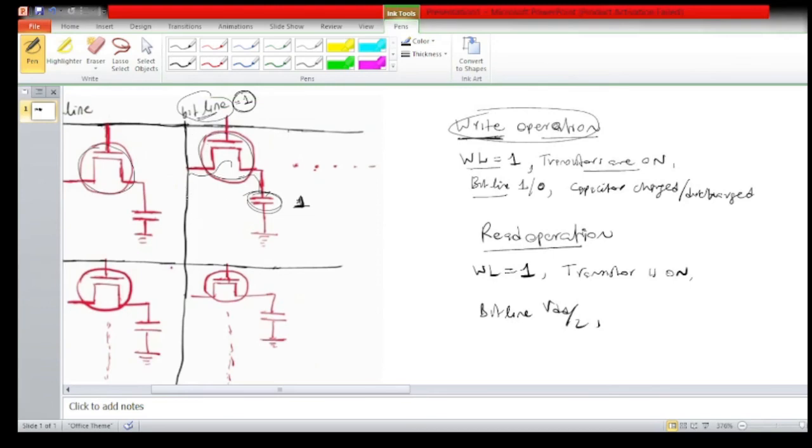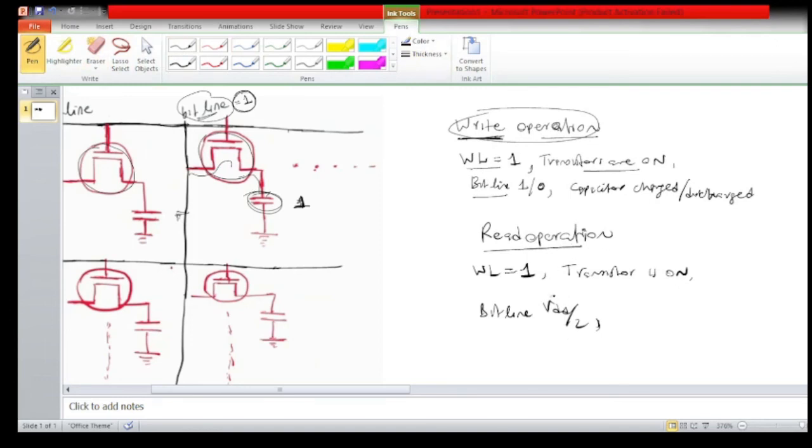So we will have an additional sense amplifier along with this transistor. This bit line will be connected with the sense amplifier, and the sense amplifier will test whether the charge is decreasing or increasing. According to that we can say whether it is in state 1 or 0. So that is how we read the data.